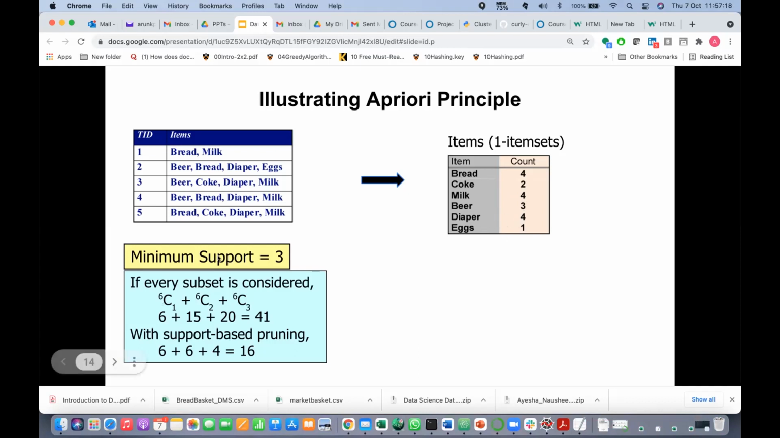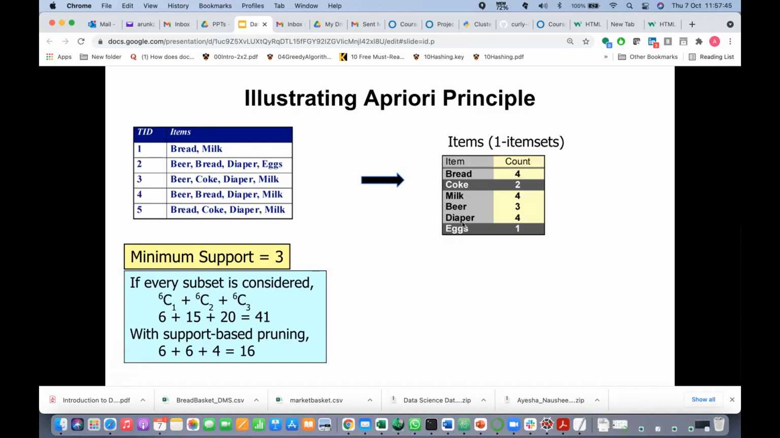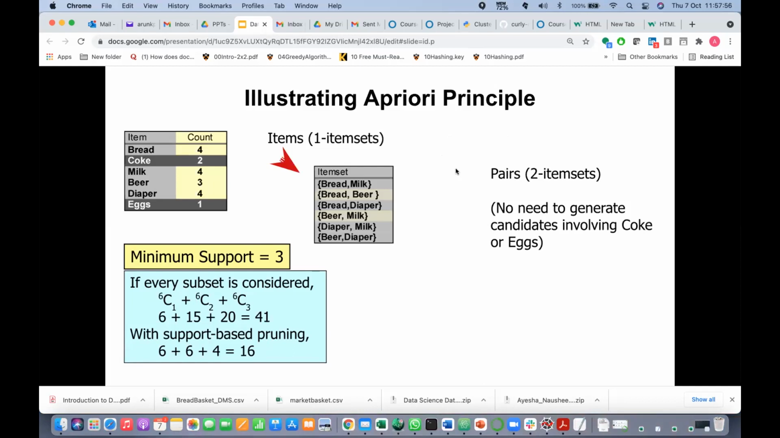So your threshold is how much here? Minimum support? 3. Then which are infrequent according to this? Eggs and Coke. X and Coke are infrequent. Then you don't need to consider any supersets of X and Coke for our computation, right? Right. So they are removed now, the first. So we need to extend only remaining things as supersets and see how much support they will have.